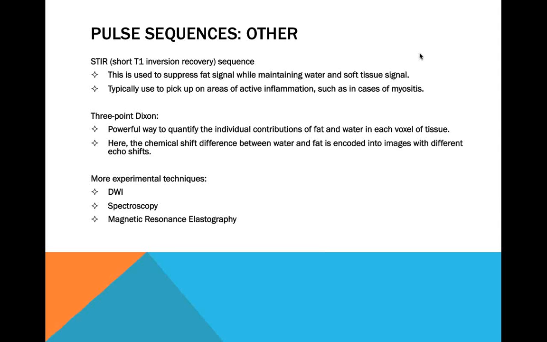So other pulse sequences, so the STIR sequence. This is what's used to suppress fat signal while maintaining water and soft tissue signal. That's a really important study when you're looking at cases of myositis or if you're looking for any kind of active muscle inflammation, meaning that the fat can show up as bright on T1 and, as we mentioned earlier, T2, but less so on T2. So if you were to suppress that fat with the STIR, in theory, although it's not 100%, if you suppress that fat signal and you maintain water, water and edema are all supposed to be reflections of inflammation.